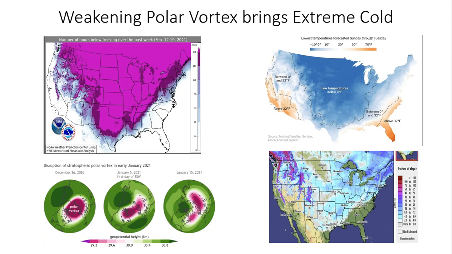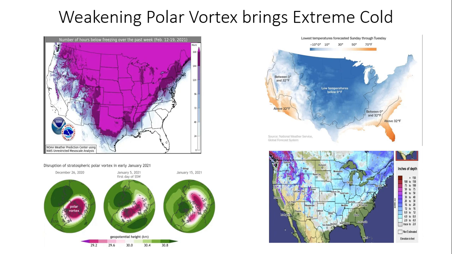Let me start with the graphic in the upper left, that purple shading. That graph in the upper left shows a number of hours that were below freezing, below 32 degrees Fahrenheit over the week from February 12th to the 19th, 2021. And look at the purple shading and how far south that went. All right, we're talking 144 hours or 6 days straight in Texas, where the temperature never got above 32 degrees Fahrenheit, never got above freezing for 6 straight days.